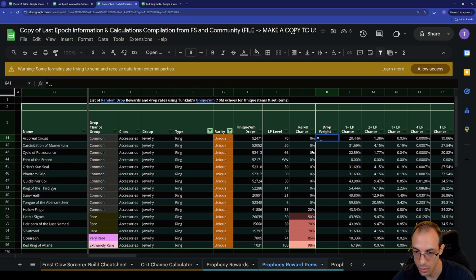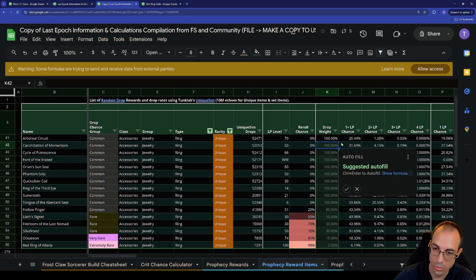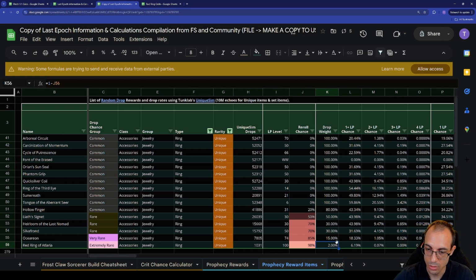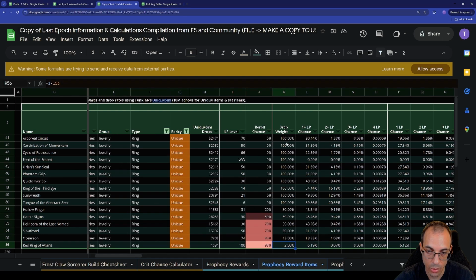And that's going to be 1 minus the reroll chance. So the drop weight of Red Ring of Atlaria is 2%. And based on that drop weight, if you get a unique ring prophecy, the drop chance of a Red Ring of Atlaria is going to be 2% divided by the entire drop weight of the pool of unique red rings. It's that simple. So it's 2 divided by 1207.